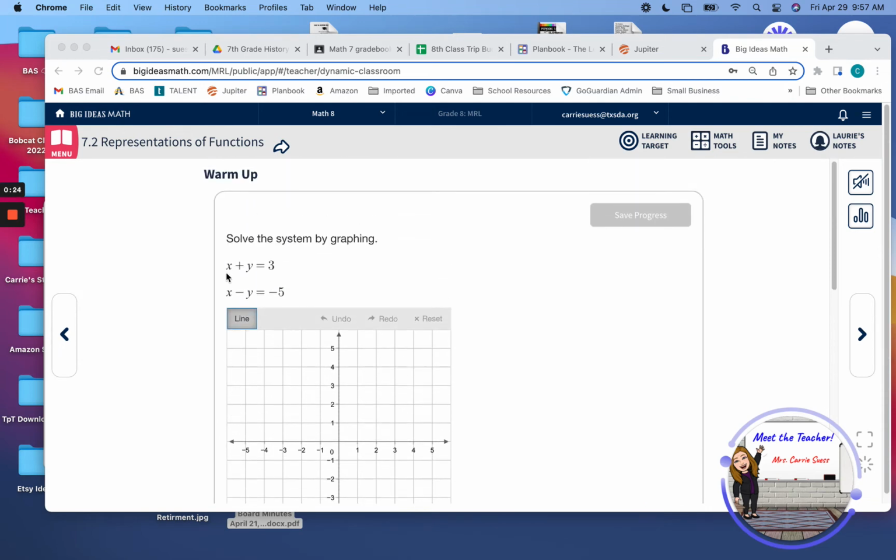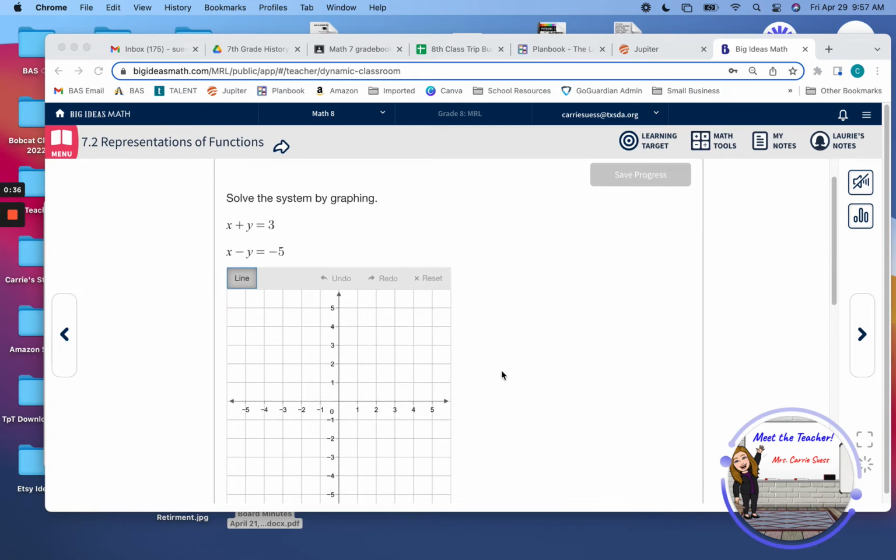Okay? So, for this one, how do I get y by itself? Subtract x. No, leave the y there. So my answer would be y equals negative x plus 3, right? Yeah. So I'm going to go to 3, put a dot. And then negative x means I go down 1 over 1.